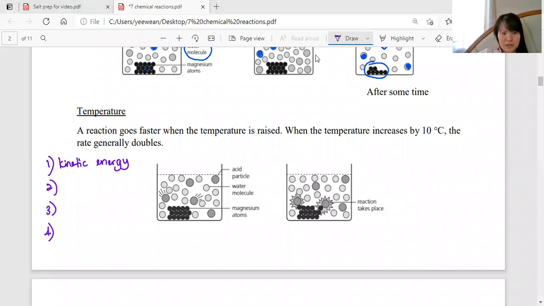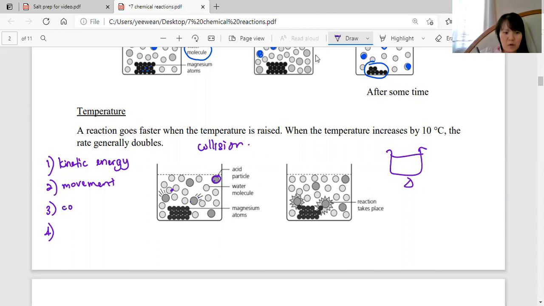Why does a higher temperature increase the rate of reaction? In fact, it says here, when temperature increased by 10 degrees Celsius, the rate generally doubles. Why so? Again, it's all about collision. If we increase the temperature, or if we heat up the reaction, the particles in there will gain more kinetic energy. So imagine all these acid particles, they gain a lot of kinetic energy. They'll move faster, they'll move everywhere randomly and collide into each other. So there is more collisions per unit time.